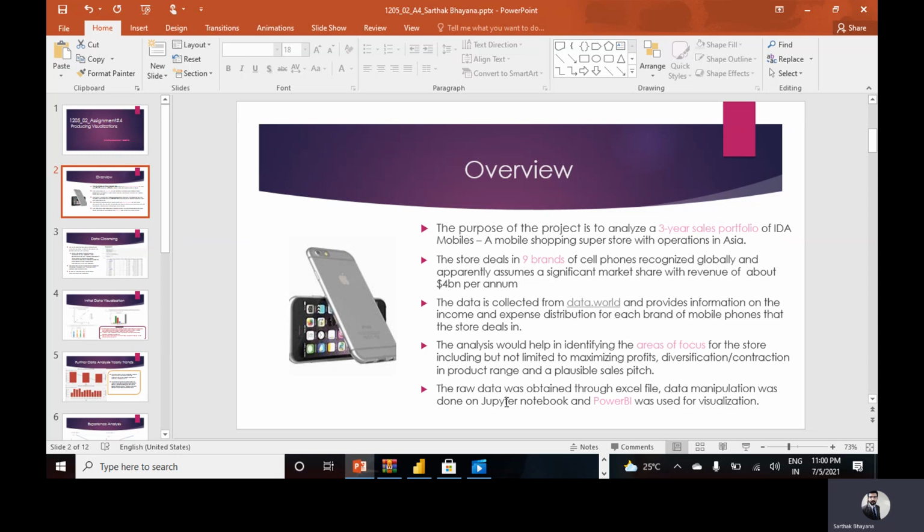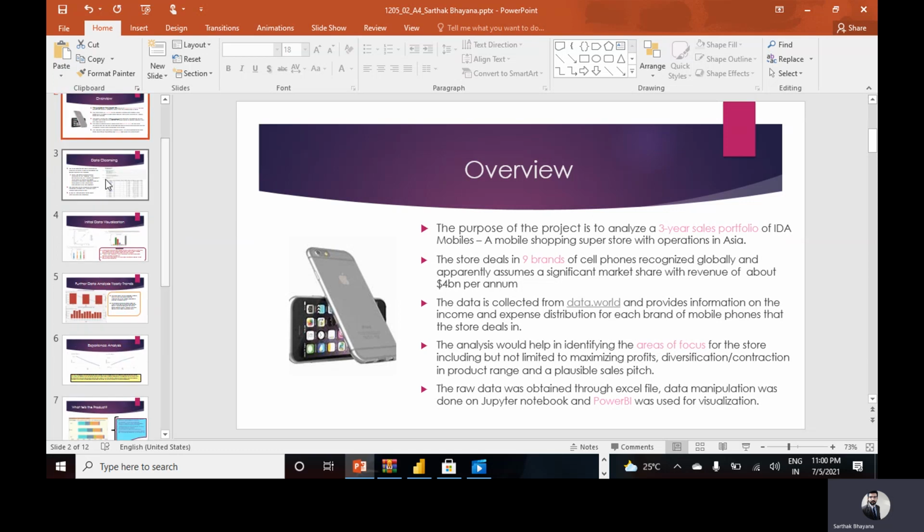The analysis would help us in identifying the key areas of focus for the Idea Mobile Store company, in which they can maximize profits and shift their attention towards a particular product, or maybe change their strategy towards diversification or propose a new sales pitch. So that has been the factor behind all the visualizations.